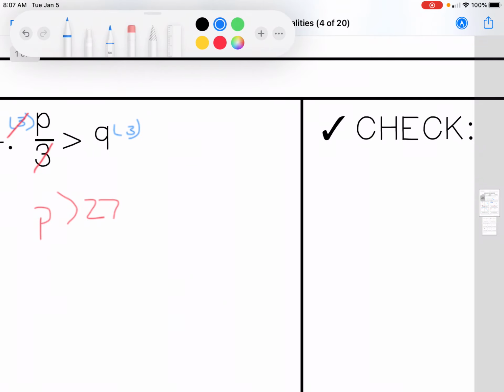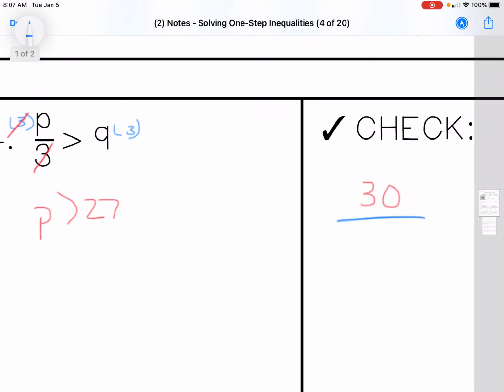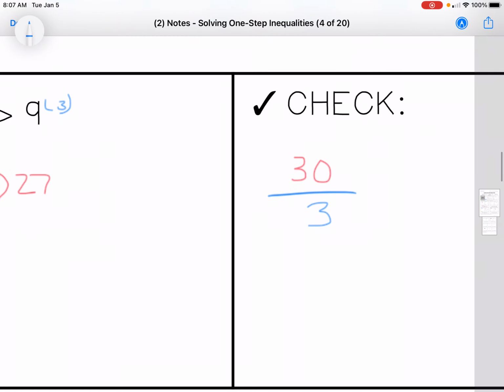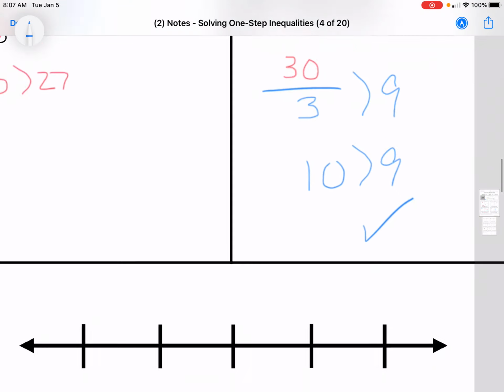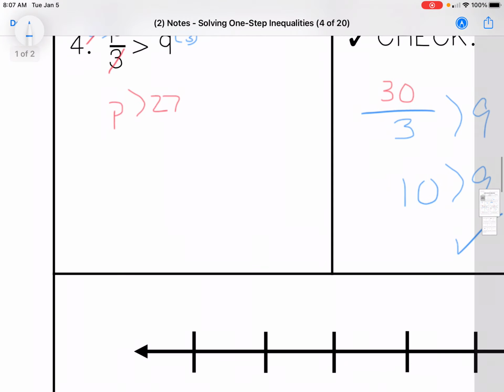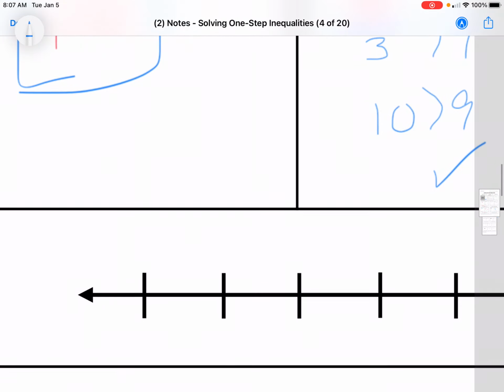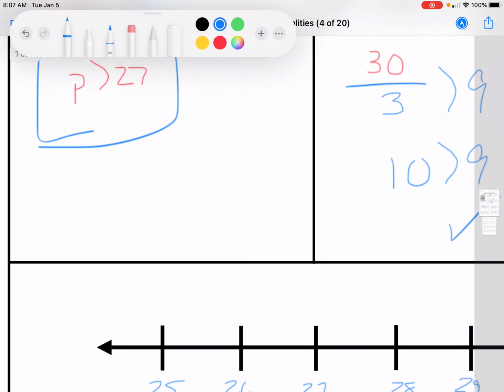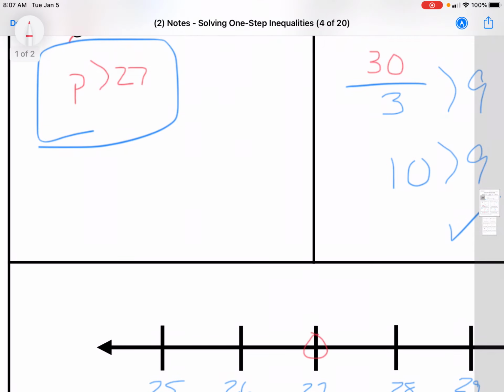Okay, so 30 is the number I picked. It is greater than 27 divided by 3. Is 10 greater than 9? Check. Yes, it is. All right, so let's go graph our problem answer right here. 25, 26, 27, 28, 29. It is an open dot. It is greater than, so it goes to the right.